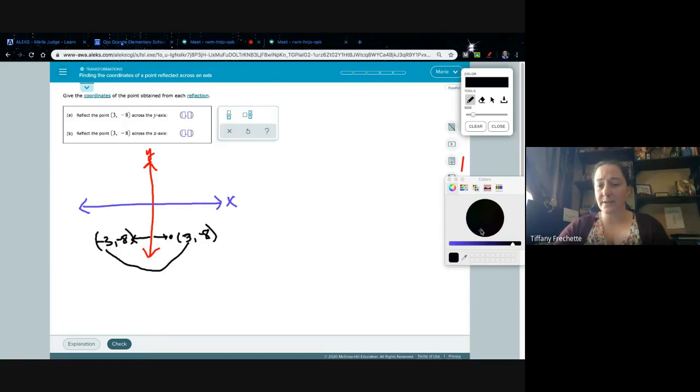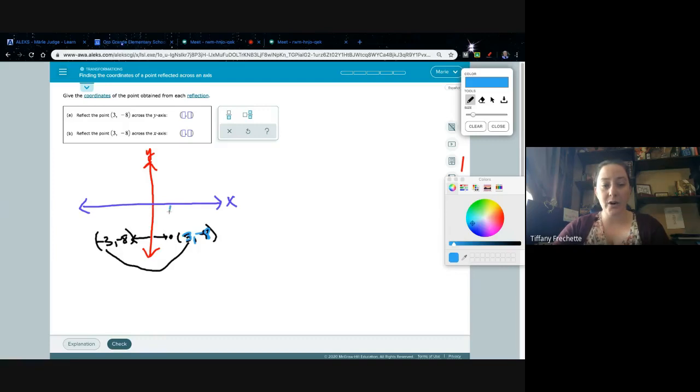So if I do this same thing, let's see, what color can I put this in? We will put this in kind of a pretty blue here. So the next one, we're going to do the same thing. So I have 3 and I have -8. That's my original point here. And this time I'm going to reflect it over the x-axis.